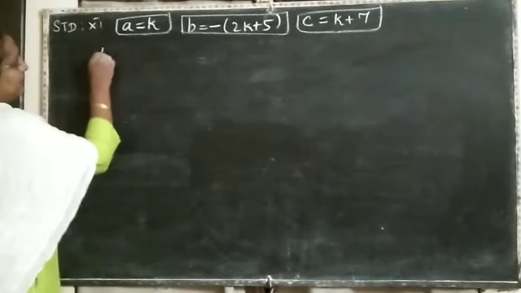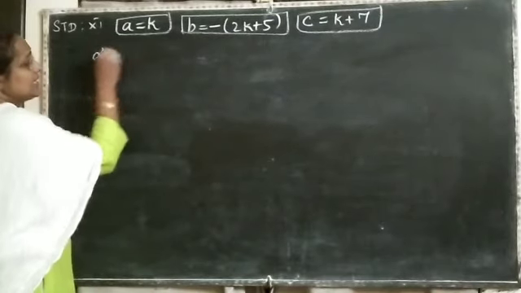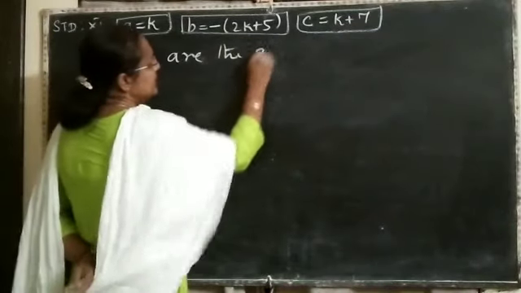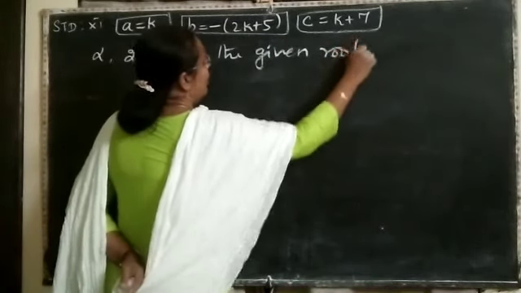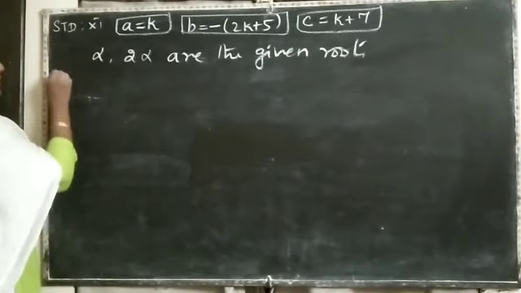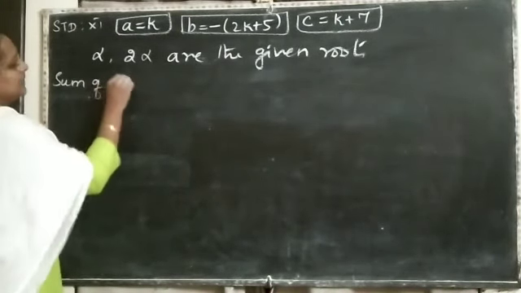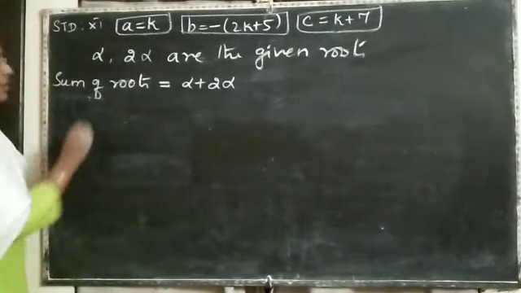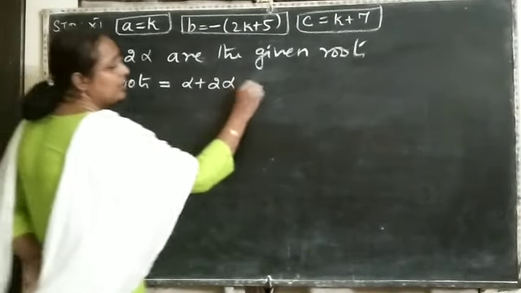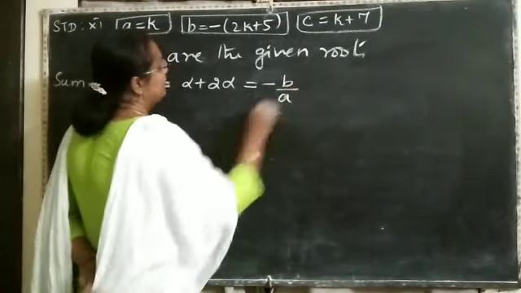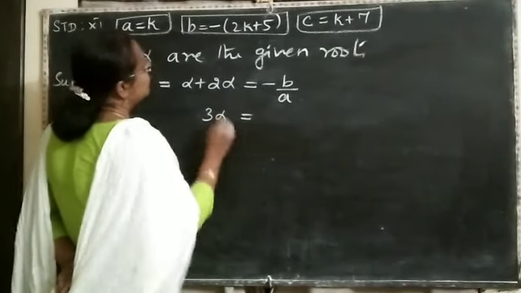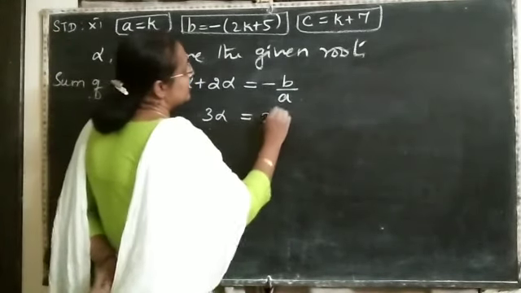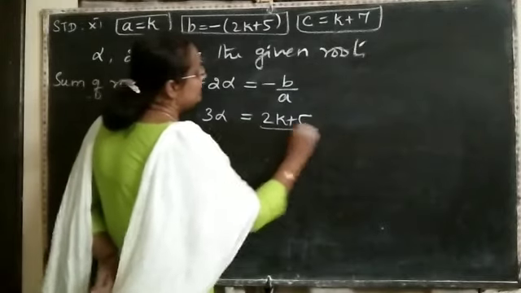Now one root is alpha, the other root is twice the alpha, so it is 2 alpha. These are the given roots. Yes or no? Okay, now look into this. As usual, I am going to find the sum of roots now. Sum of roots equal to alpha plus 2 alpha. Is that no? Okay. Now alpha plus 2 alpha is equal to what? Minus b by a. So now this becomes 3 alpha is equal to minus b by a. Already one minus is here. Minus into minus will become plus. So it is (2k plus 5) divided by k.